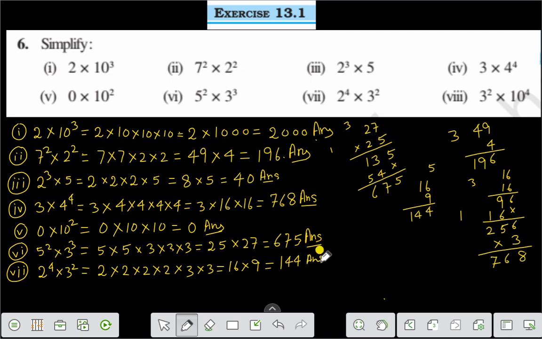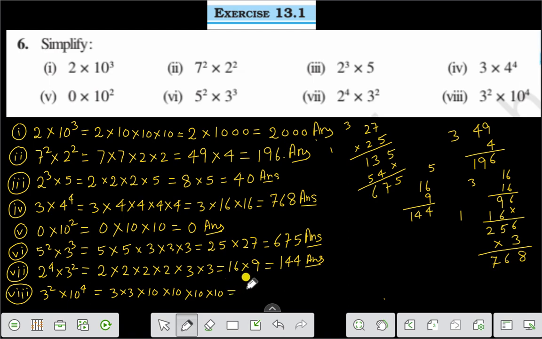We will solve question number 8. The question is 3 to the power 2 into 10 to the power 4. That can be written as 3 into 3, and 10 to the power 4 means 10 into 10 into 10 into 10.